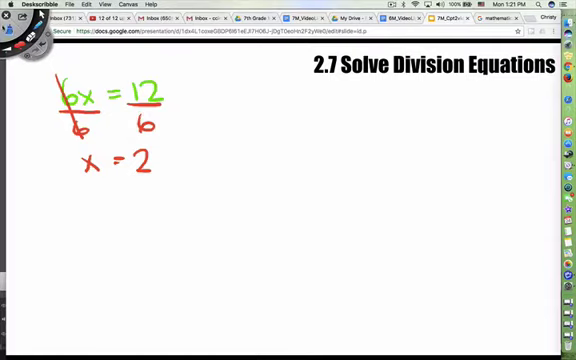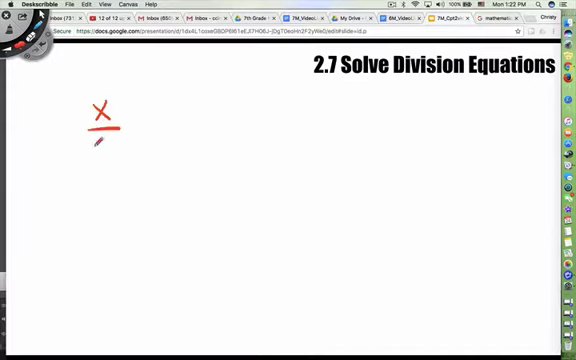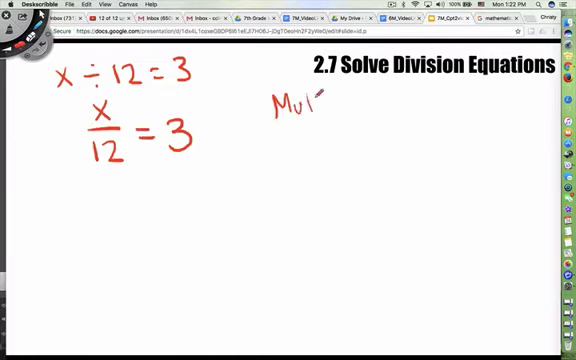Now we're going to start to look at questions that look a little bit like this. x over 12, so x divided by 12 equals 3. It can be written in your books like this, right? It means the exact same thing. This is a little harder to work with, so if you do see this in your textbook, go ahead and switch it to this right here. What we'll be using is the multiplication property of equality.